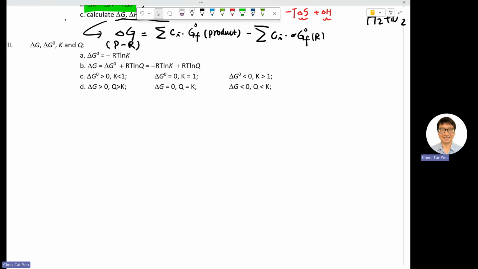Second thing: how do we connect our delta G to the equilibrium constant K? Here we need a really good understanding of the difference between delta G and delta G not, meaning with the superscript 0. You often see these in your textbook.